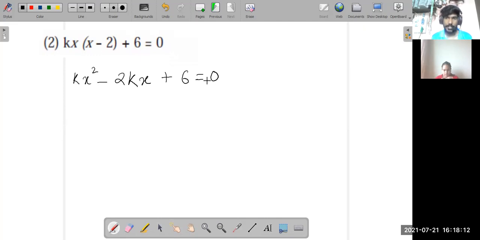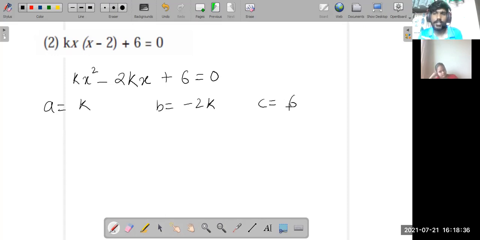Is this clear, what I did here? Now, can you tell me what A, B, and C are here? A is k, B is minus 2k, and C is 6. Okay. Now the roots are real and equal. Exactly the same way, can you do it? Exactly like the previous sum. Can you complete this?